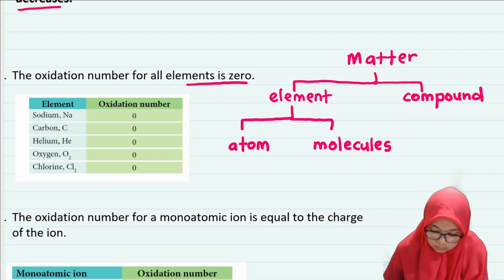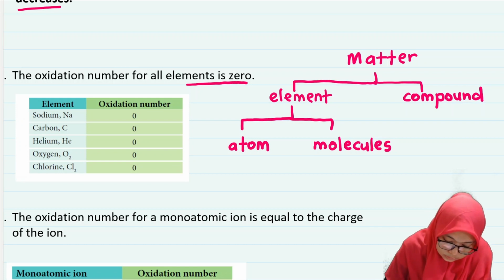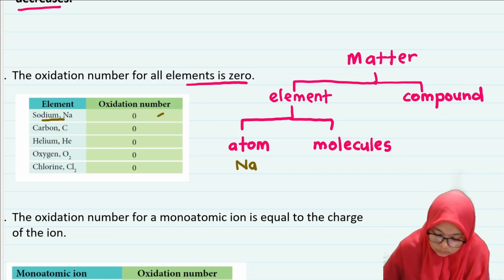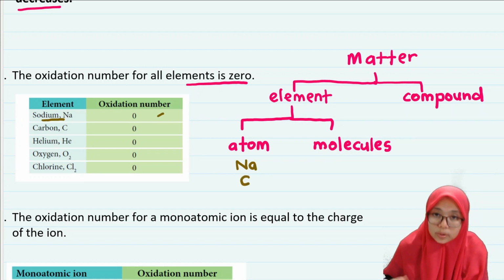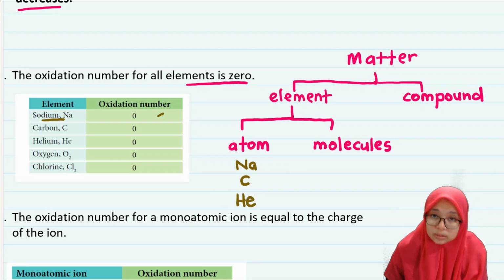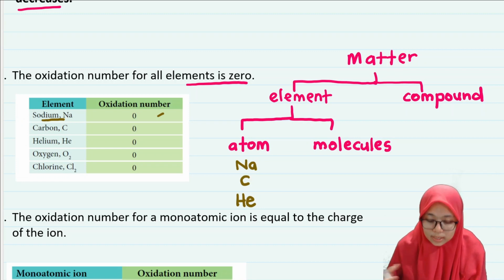So what is an example of an element that exists as an atom? For example, the first element stated here in the table, you have sodium atom. So sodium is an atom, and its oxidation number is 0. Similar to carbon, carbon is also an atom of an element, and also helium. So these are atoms of an element, meaning they consist of only one element.